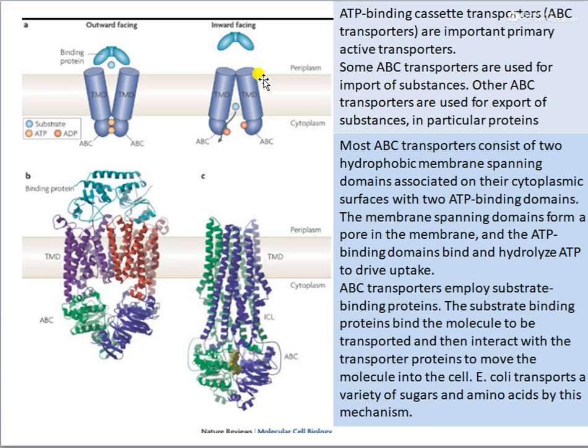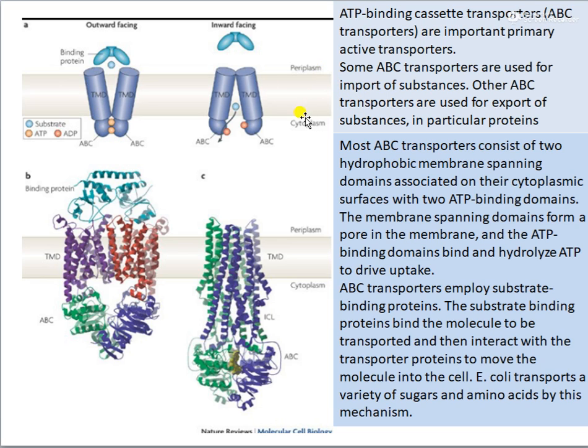Now, what is an ABC transporter? It is an ATP binding cassette transporter. That is the full form of ABC transporter. Now, how do they do this? You need not memorize this figure. I just put it for your understanding. They have different domains. There are two hydrophobic membrane spanning domains.